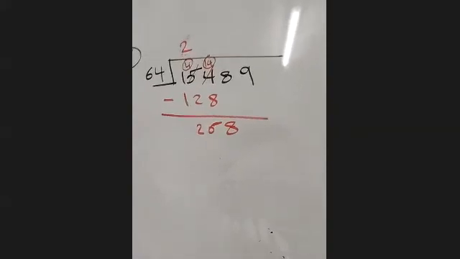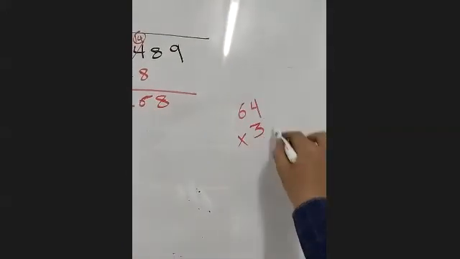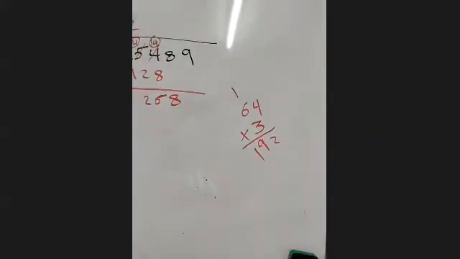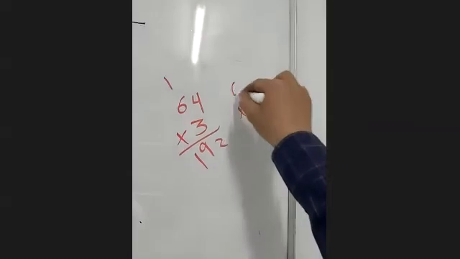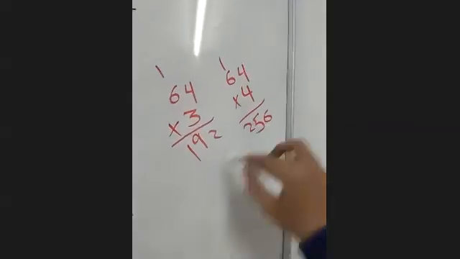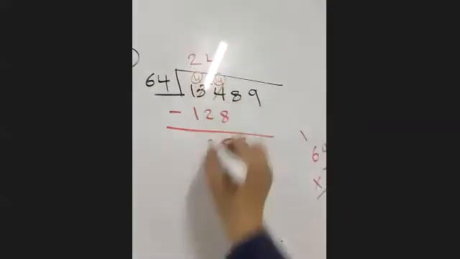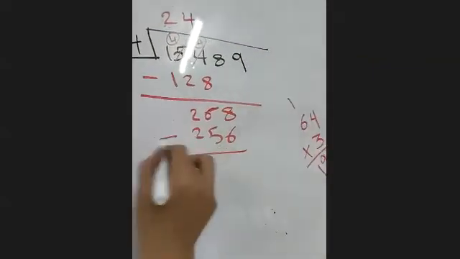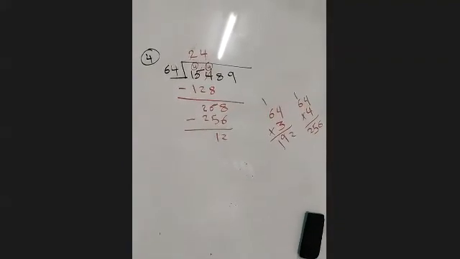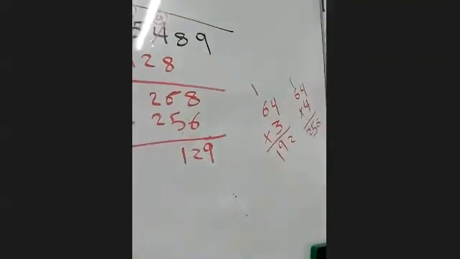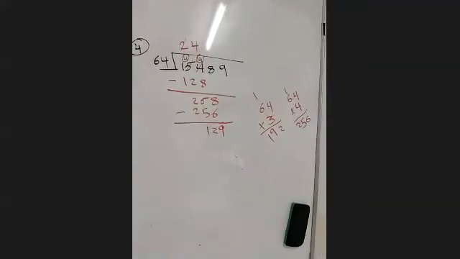And we try 3. Okay, you try 4. It is the closest. So we use 4. 256, minus, equals 12. We put the 9 down. And also 2.